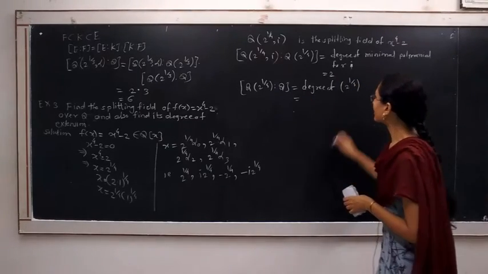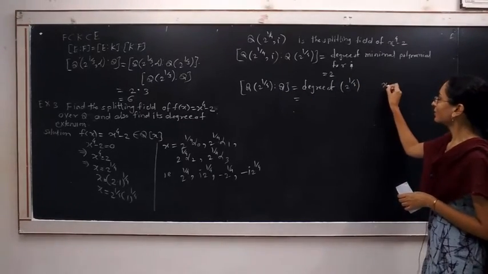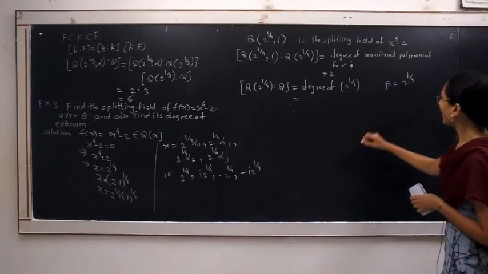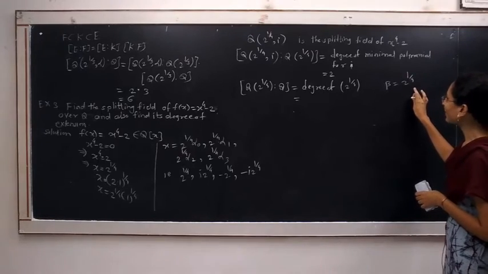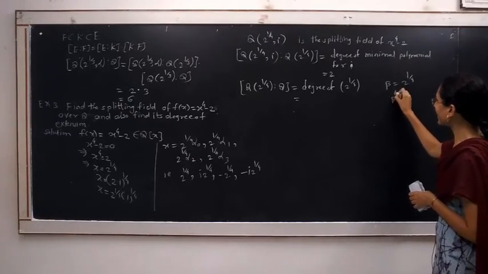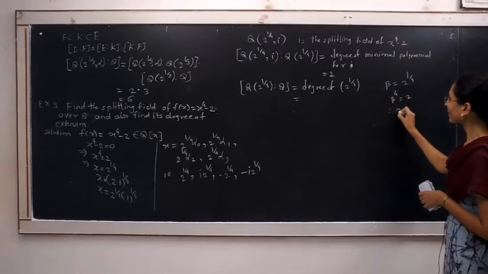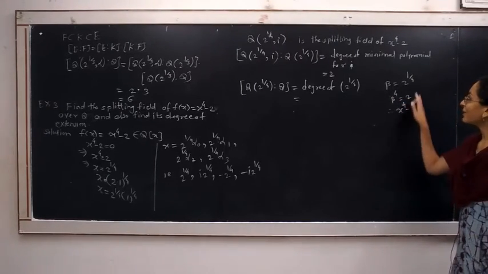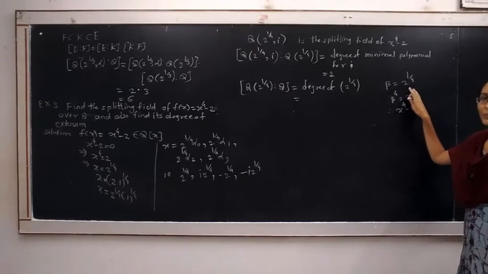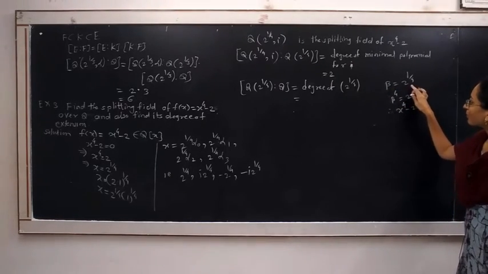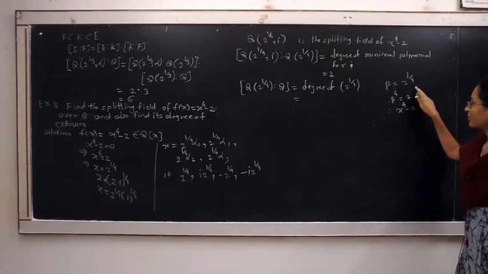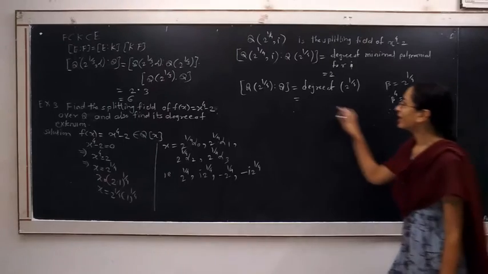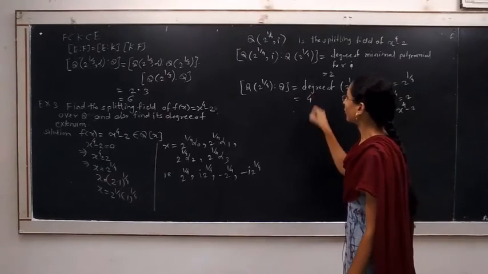Its minimal polynomial is found as follows. If we consider beta equal to 2 raised to 1 by 4 and take the fourth power of this equation, we get beta raised to 4 equal to 2. Therefore the polynomial x raised to 4 minus 2 is satisfied by the element beta, which is 2 raised to 1 by 4. Therefore the minimal polynomial for 2 raised to 1 by 4 is x raised to 4 minus 2 and its degree is 4, hence this degree of extension is 4.